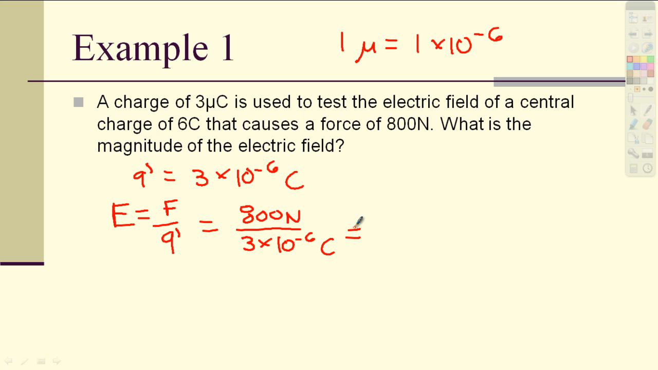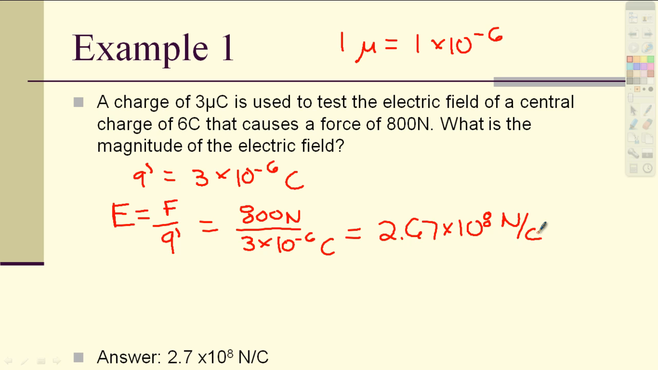800 divided by 3e minus 6, and we get a huge electric field of 2.67 times 10 to the 8 newtons per coulomb. Hopefully I did that right. I'm not going to embarrass myself here. Yeah, I did it right. So there's your answer. These are pretty easy, 3 variable problems.